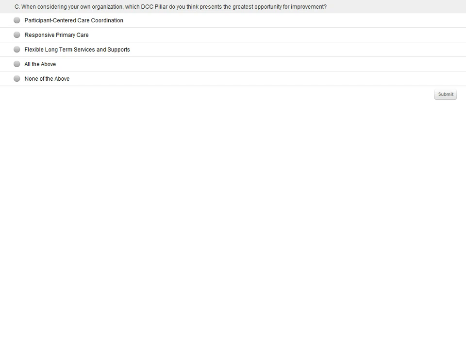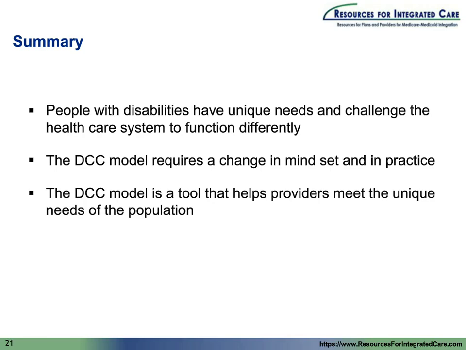Okay, until we get some questions in, I have a question or two that I'm going to ask Dr. Burrows. How does care coordination for persons with disabilities vary from care coordination for other populations?